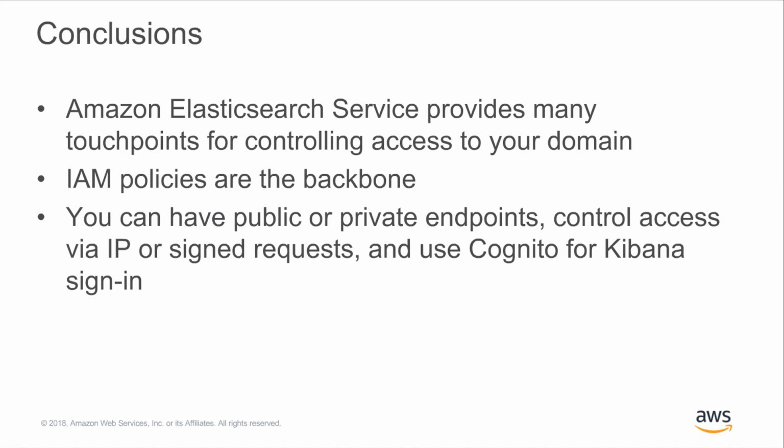So in conclusion, we covered a number of different touch points and ways to control access to your domain. We looked at Cognito, we looked at VPC, we looked at IAM, and IAM really provides the backbone of the security features for Amazon Elasticsearch Service. So digging into IAM is the place you want to go. We covered public and private endpoints. You provide access control for public endpoints with IAM. You provide access control for private endpoints either with IAM or with IP-based traffic shaping. And then you can use Kibana for Cognito signing.